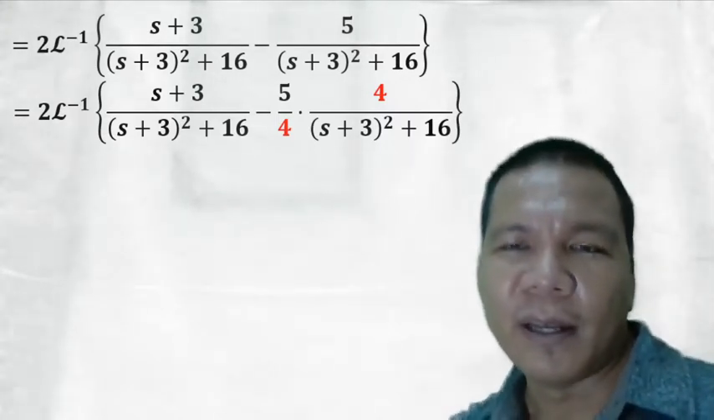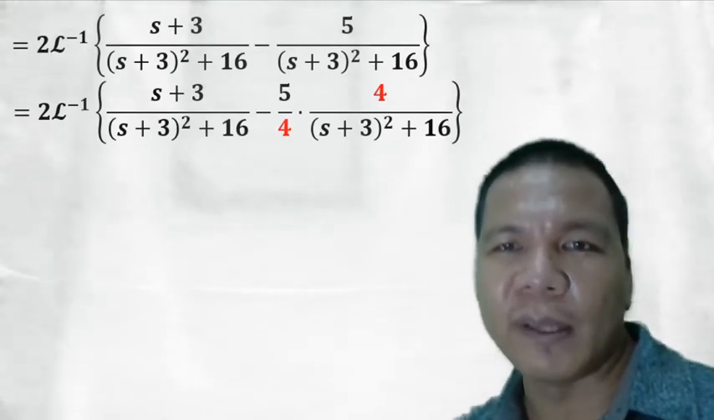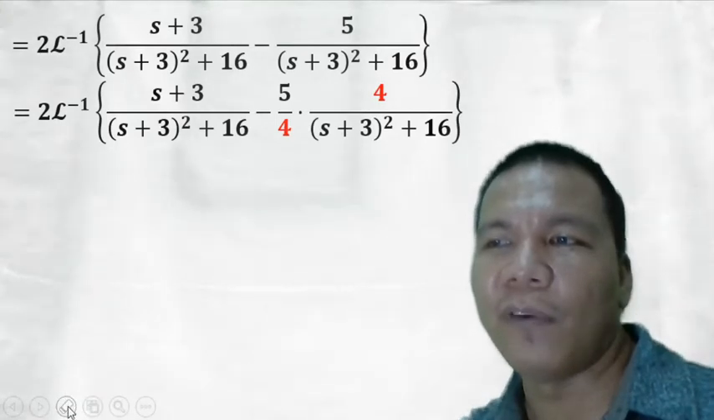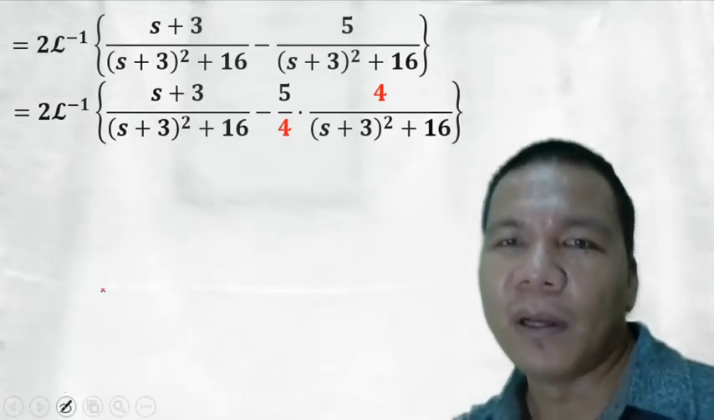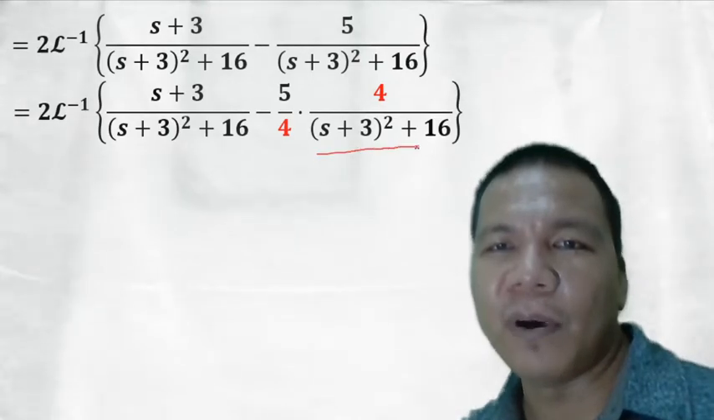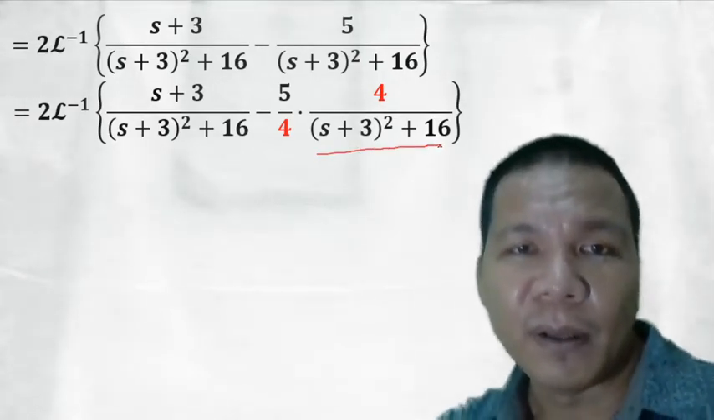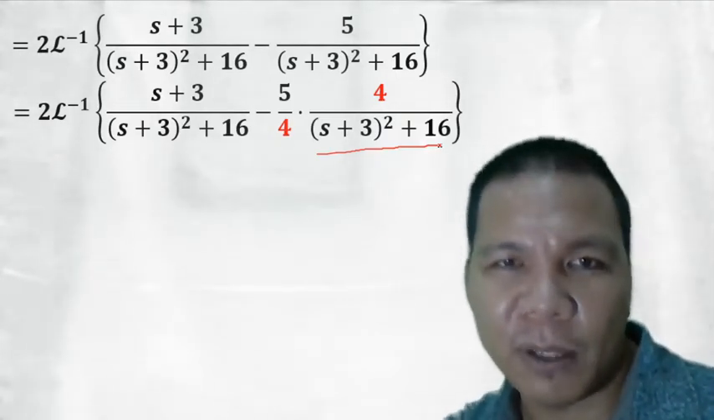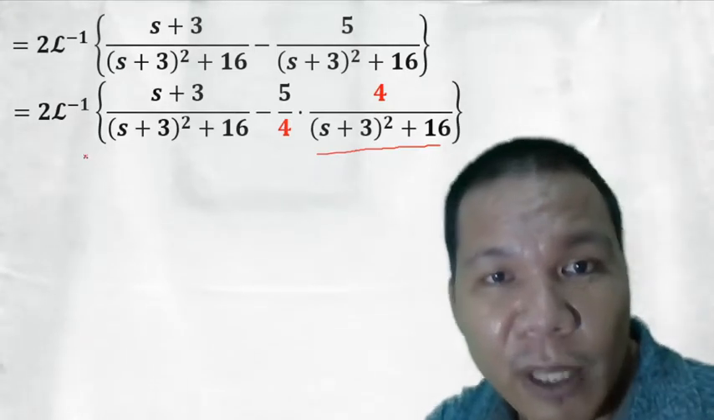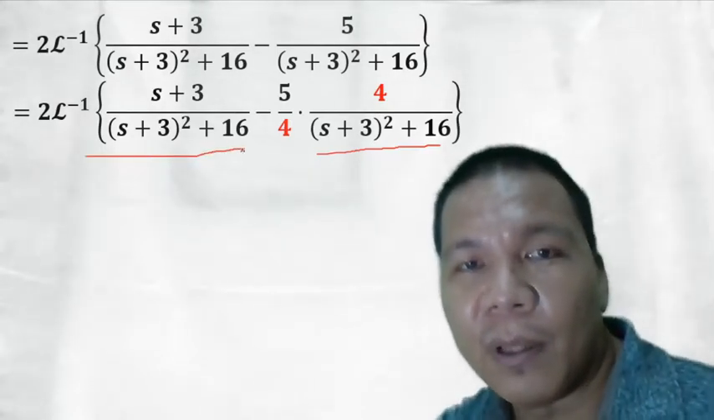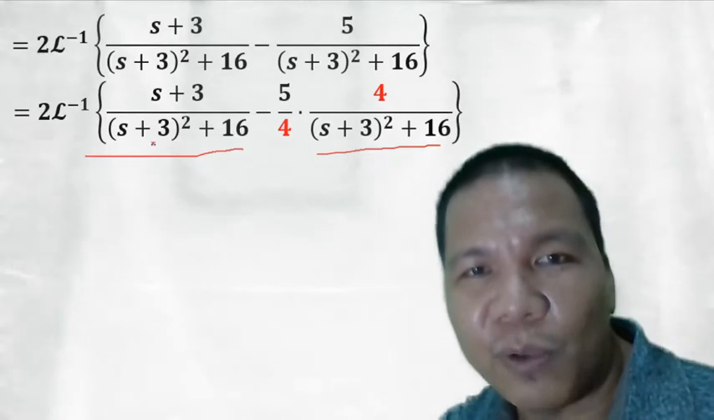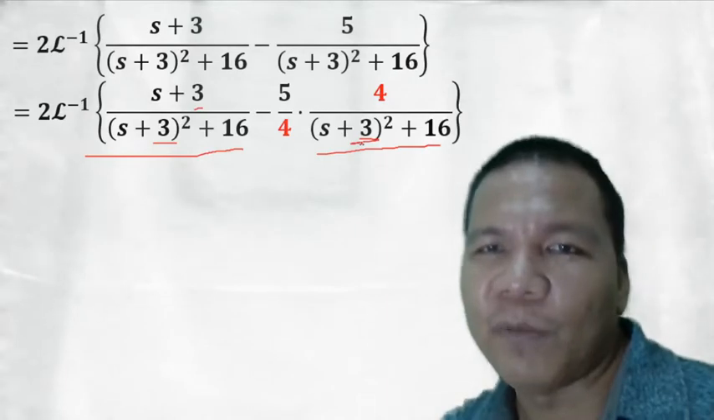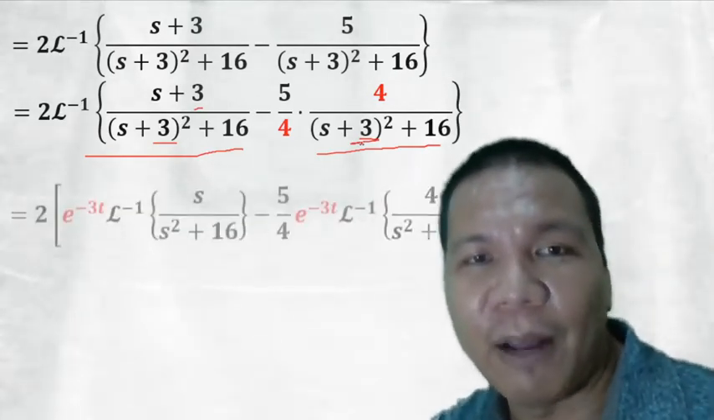That is why we need to do this, because I want this second term to be in the same form as your Laplace transform of sine bt. Next thing to do is to take the inverse Laplace transform of each term. Now, if you are going to take the inverse Laplace transform of this term, the first thing you should do is to take out the amount of shift. So the same is true with this second term. You take out the amount of shift.